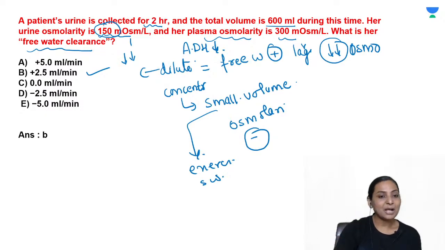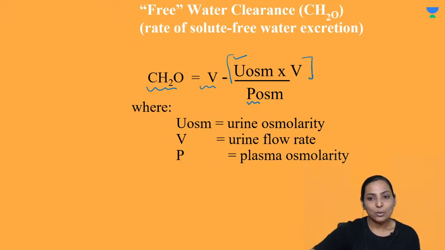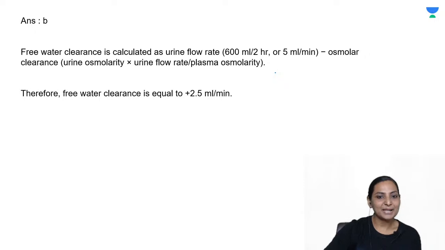It is 150. But how do I calculate? Free water clearance can be calculated as urine flow rate minus the urinary osmolarity divided by the plasma osmolarity into urine flow rate. So you have this factor. It is actually the osmolar clearance. So it is simply the urine flow rate minus the clearance of osmoles, or the osmolar clearance. So I just apply this over here.